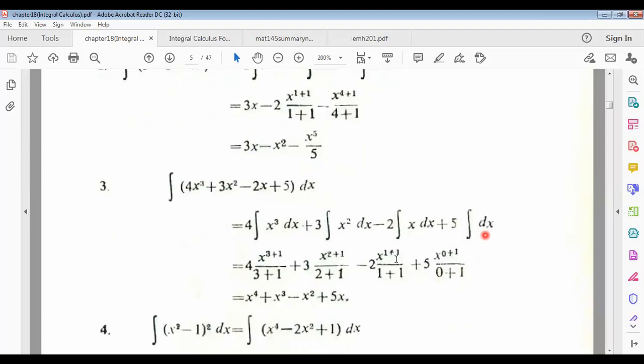Very easy for you. Similarly, integration of 3x square minus twice x plus 5. Just using the sum rule, integration of this plus integration of this one minus integration of twice x plus integration of 5. Using the power rule, x to the power 3 plus 1 divided by 3 plus 1, x to the power 2 plus 1 divided by 2 plus 1, x to the power 1 plus 1 divided by 1 plus 1. And here integration of 1 will be x. Remember it. So this will be only 5x.